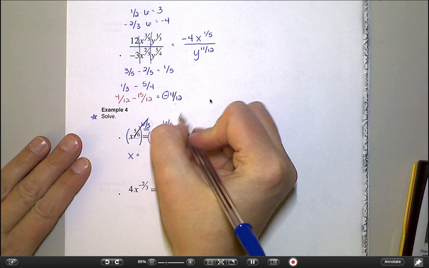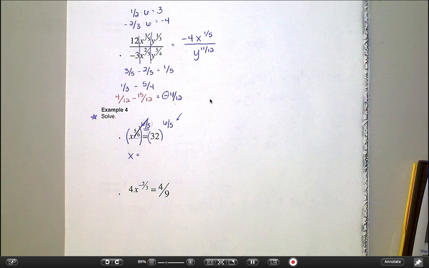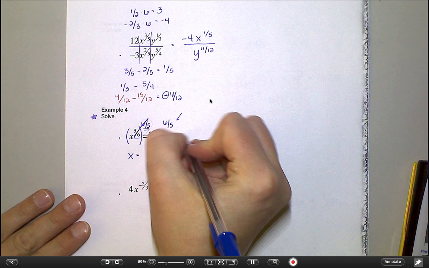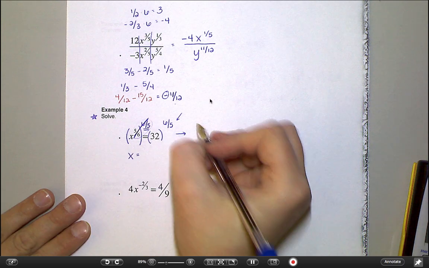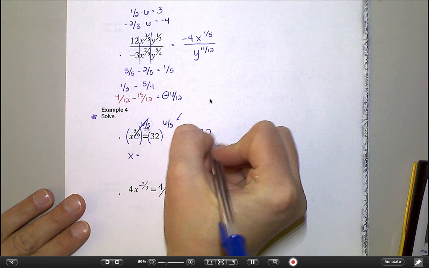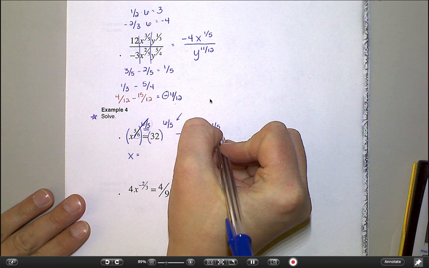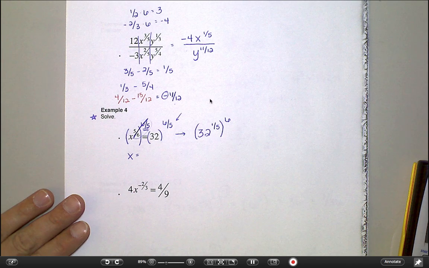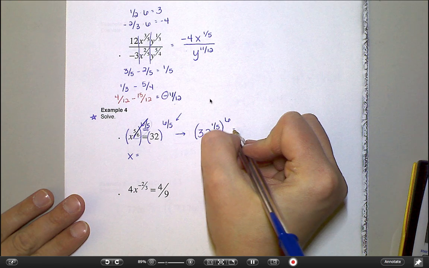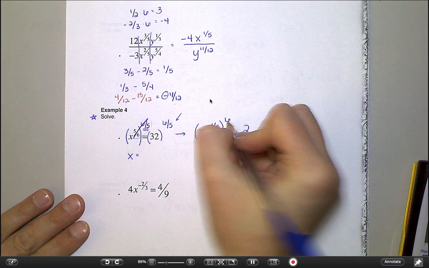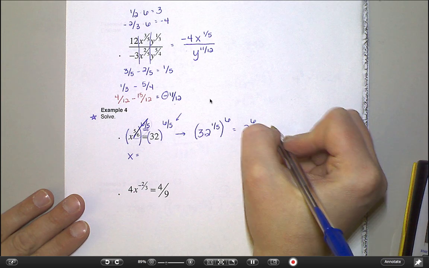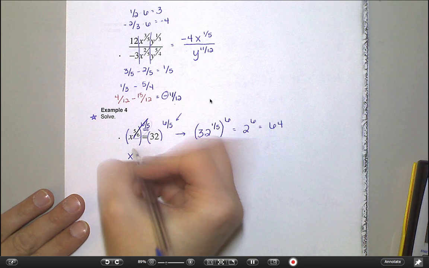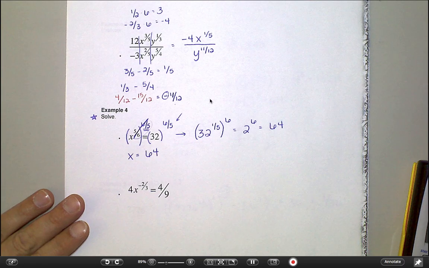Now we need to figure out what this thing equals. And again, I'm going to go devil's advocate here and pretend we don't have a calculator available to us, because we could put that in a calculator. But I'm going to do this just like I did in the first part of this lesson. I'm going to go 32 to the 1/5, and then raise that to the power of 6. So 32 to the 1/5 is equal to 2, and then 2 to the 6th would be equal to 64. So then my answer is x equals 64.